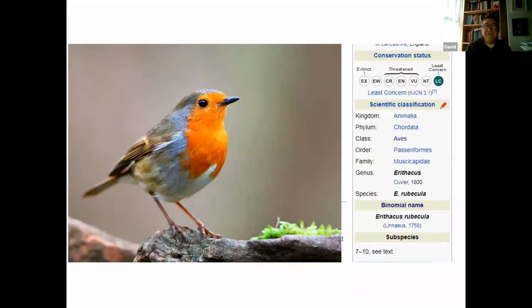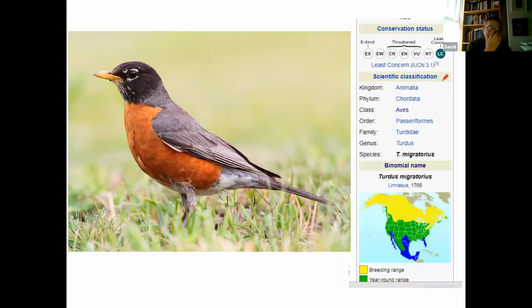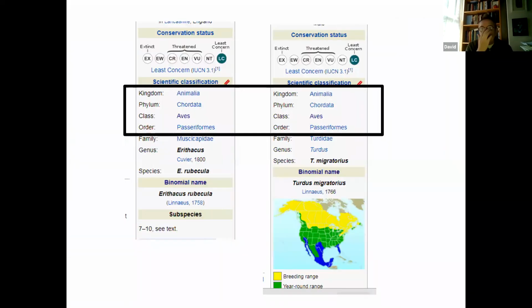What we can see is a lot more detail about this particular robin. That it's an animal, of course, in the animal kingdom. It's a chordate. It's in the class Aves. It's a bird. It's a perching bird, and so on. If we look at the North American robin, it's the same thing. It's an animal. It's a chordate. It's a bird, obviously, and it's a perching bird. But after that, it starts to diverge. So what we have here is two birds that we could say are very much the same thing, but they differ at some point.